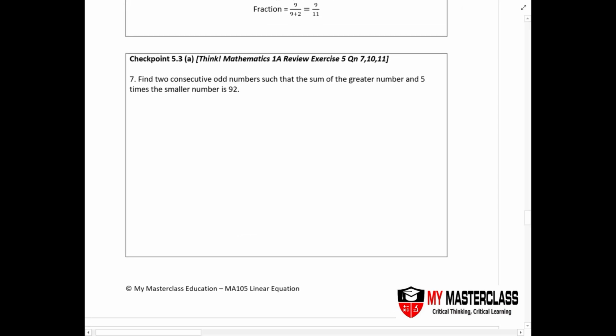For the first question, they say find two consecutive odd numbers such that the sum of the greater number and 5 times the smaller number is 92. So what does this mean? Step 1 is to let x be the smaller number. If x is the smaller number and they are looking for odd numbers, if I have x plus 1, is this an odd number?